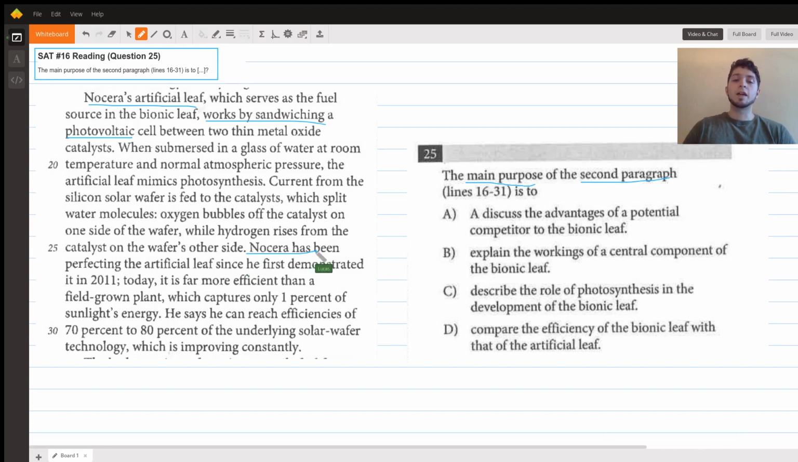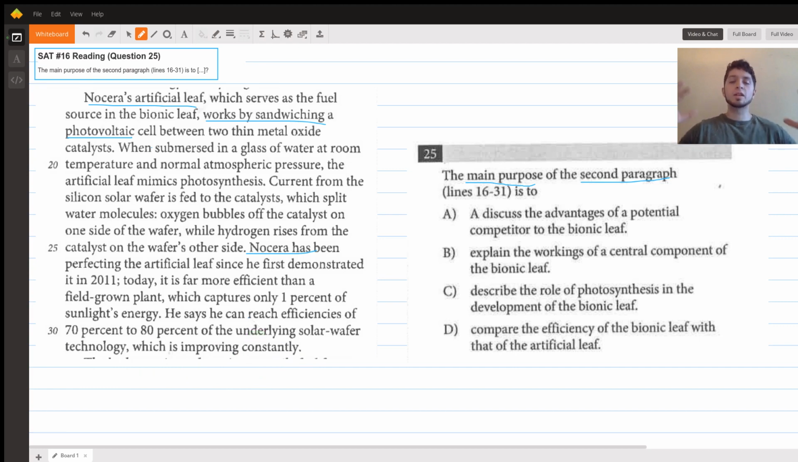Then it says Nocera has been perfecting this artificial leaf for a long time, right? And it's far more efficient than a field-grown plant. And it says he can reach efficiencies of 70% to 80%, which is improving constantly, right? Because of the underlying solar wafer technology, which is improving constantly.